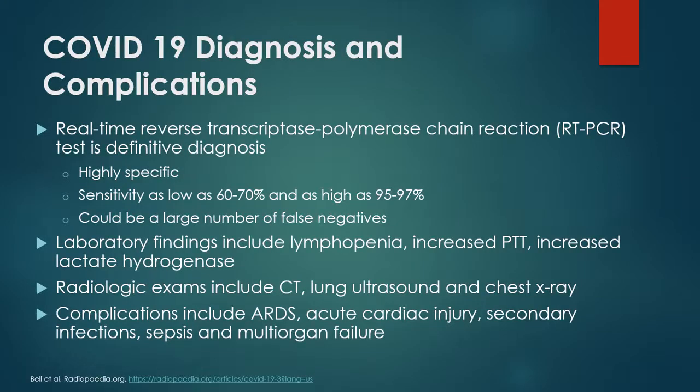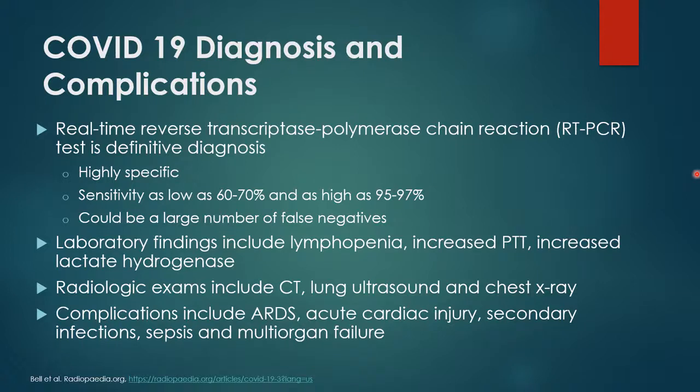Diagnosis and complications of COVID-19 we're all becoming very familiar with. Pretty much diagnosis is now limited to the RT-PCR, which is supposedly the definitive diagnosis. It's very specific, but it has a relatively low sensitivity, about 60 to 70%, so you could have a very large number of false negatives. Other lab findings include lymphopenia, increased PTT, and increased lactate dehydrogenase.